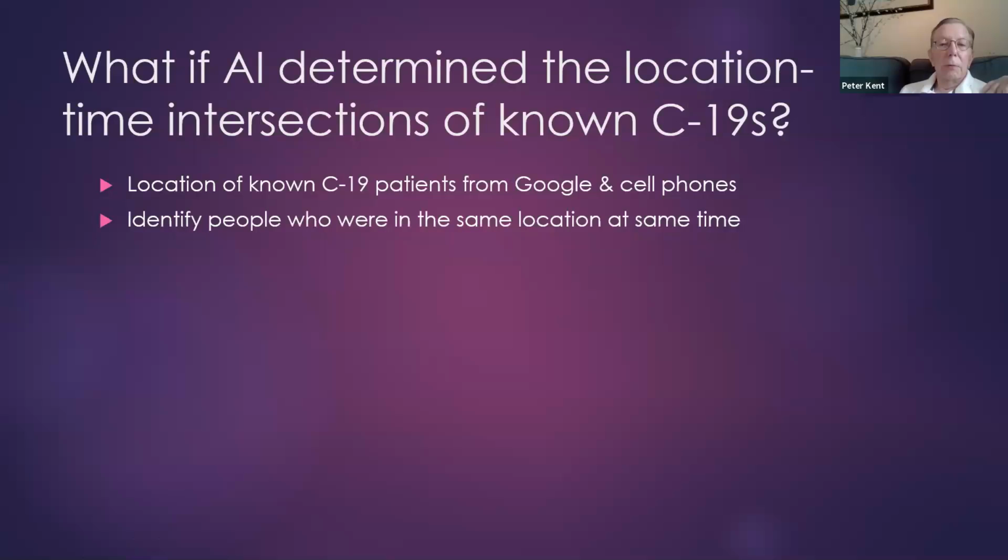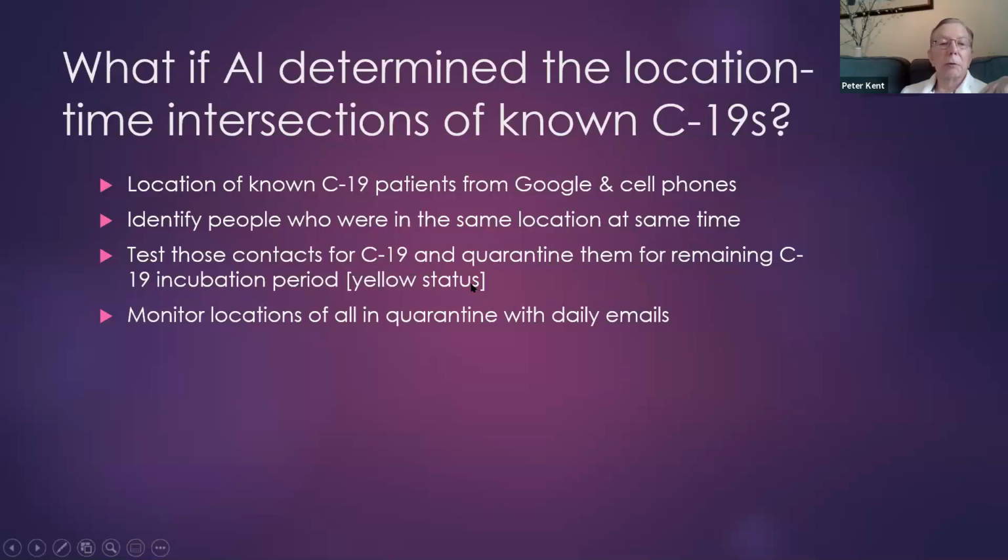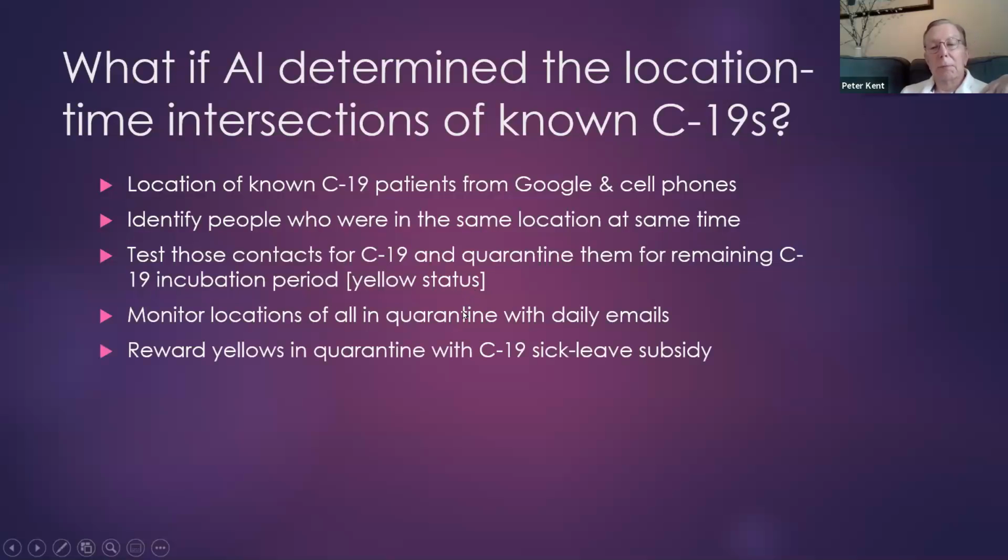And so then you get all this stuff done, and you test the contacts, and anybody who tests bad, you move them to yellow status if they've been exposed, and they either go back to green status or up to red status after a more formal test. If you are on a yellow status, you've got to stay home for a week or so. You get a sick leave subsidy, paid for out of this new CARE Act.